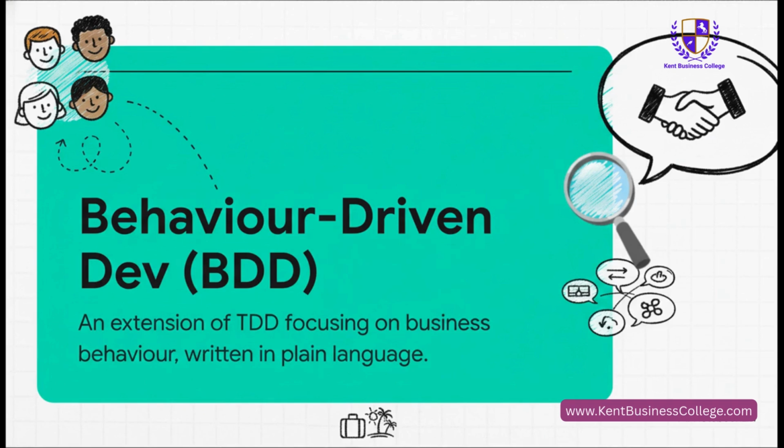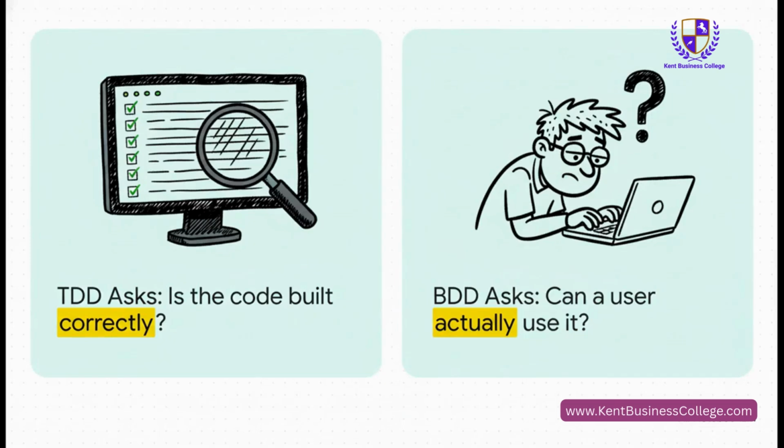It's all about collaboration. And this sums up the difference perfectly. TDD is very technical. It's asking, is the booking form built correctly? Does the button actually click? BDD, on the other hand, is totally focused on the user. It asks, can my technophobe dad, who still thinks the Sky Remote is a spaceship, can he actually manage to use this booking form to book his holiday?